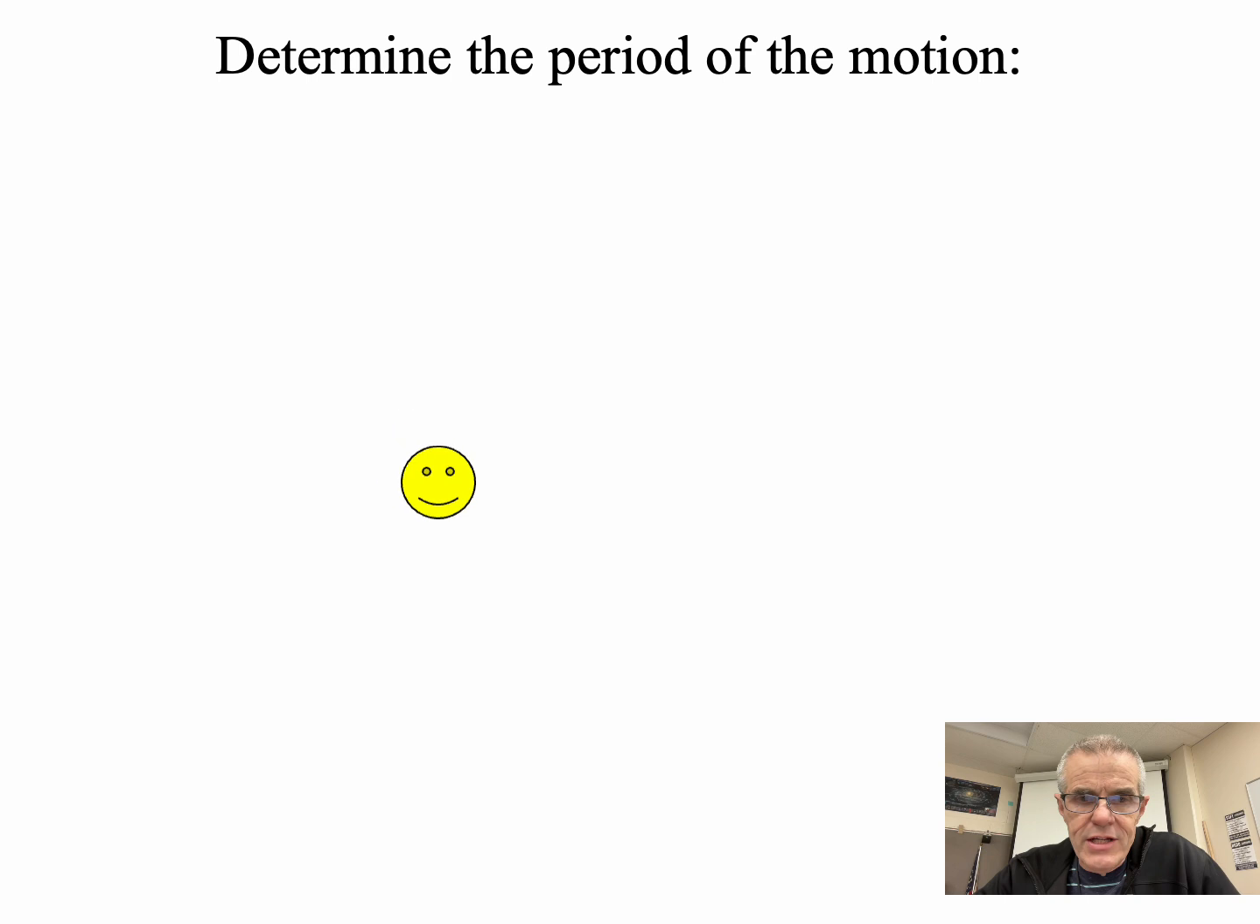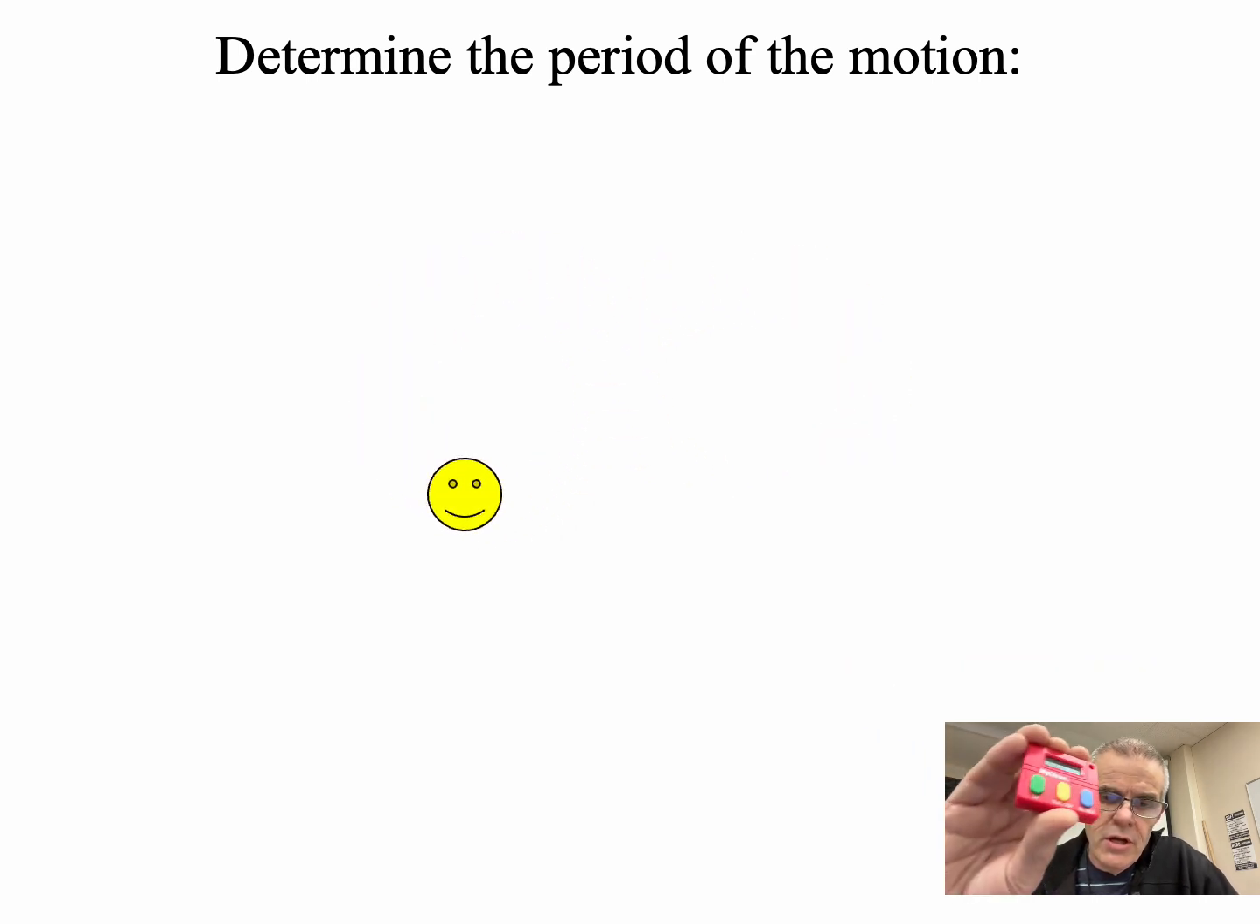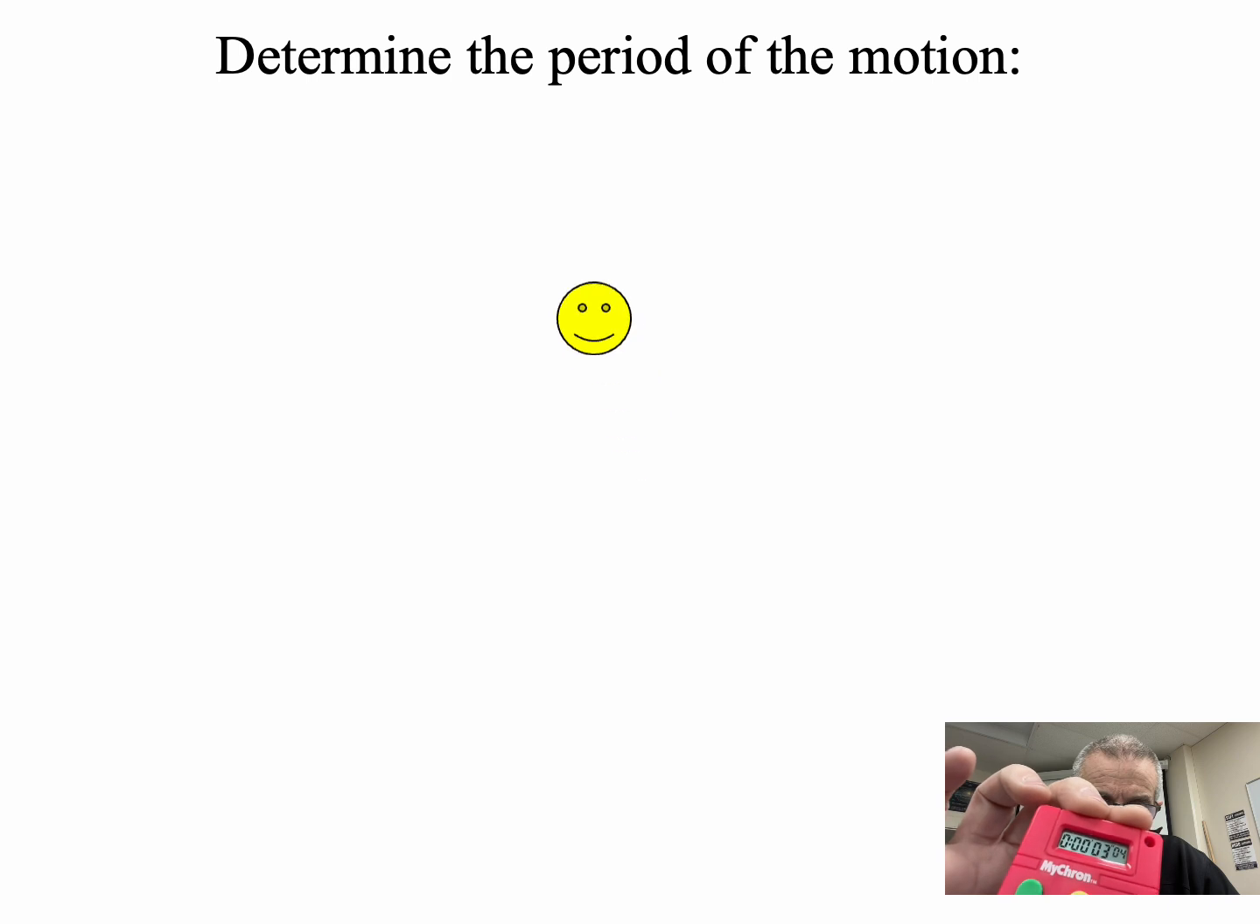You could start at a different spot. Would that change the outcome? I'm going to reset my timer. I'm going to start now when my smiley guy is up here on the upper part on the right. So just listen. I'm going to start right there next time around. Here we go. Start. Stop. That time I got 3.04.